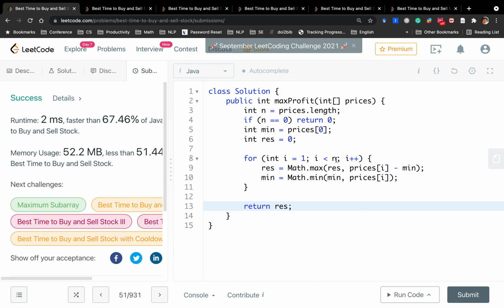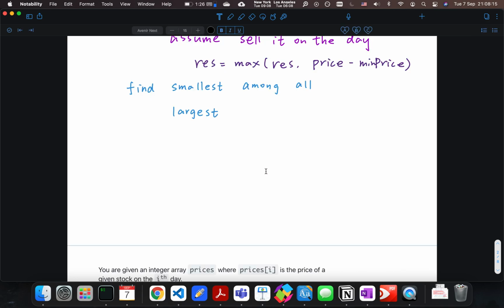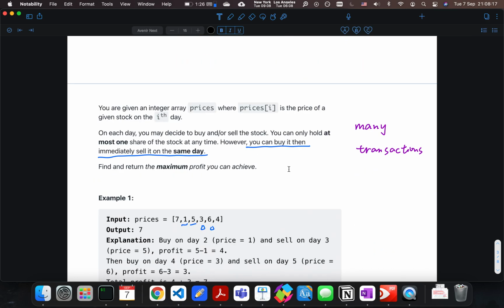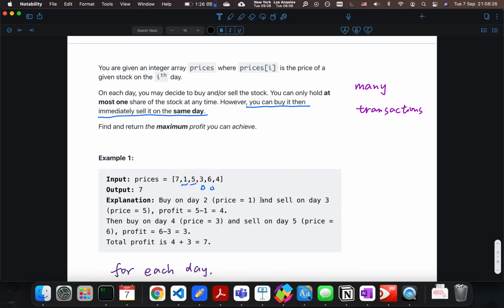Let's see the second question. The second question is we can make as many transactions as we like. We don't have the constraint that we can only make one transaction.